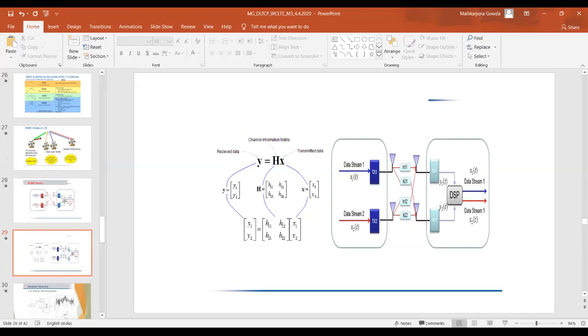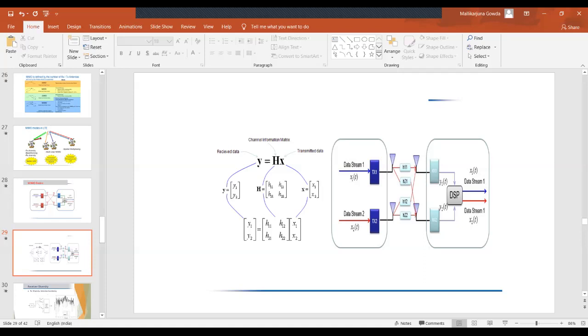See, I said Y. Y is the output of the channel matrix, which is equal to HX. Here I am assuming there is no noise, so there is no plus N. H is the channel matrix, and X is the transmitted data, right? And Y is the received data. Again, this is a vector.